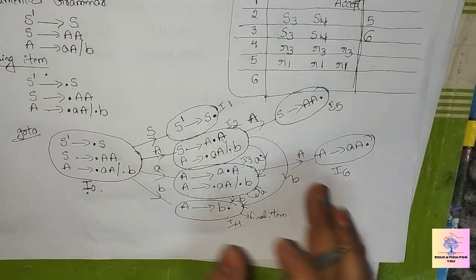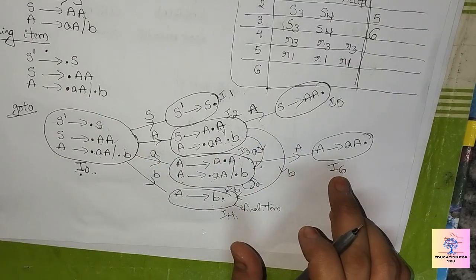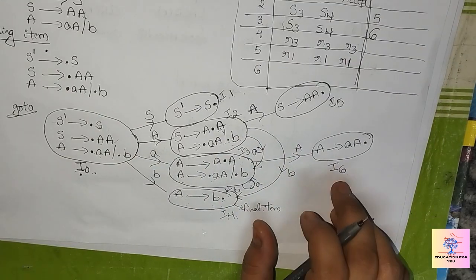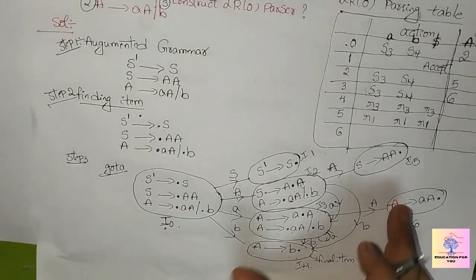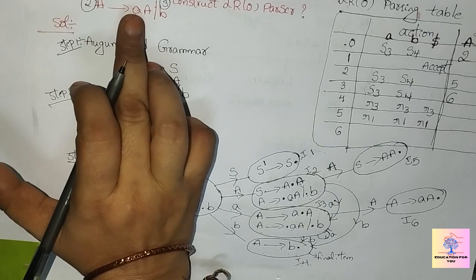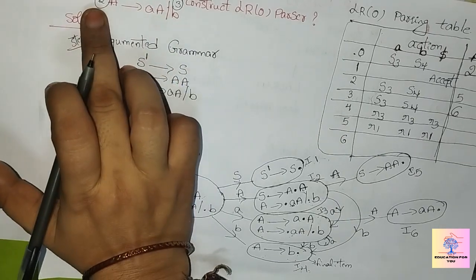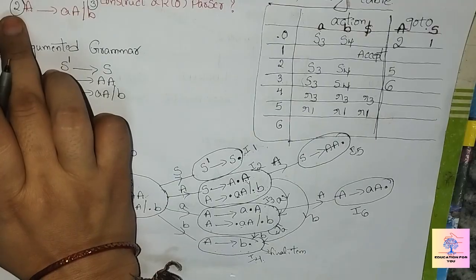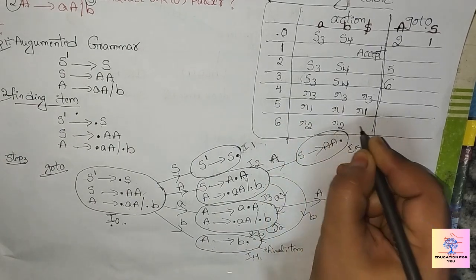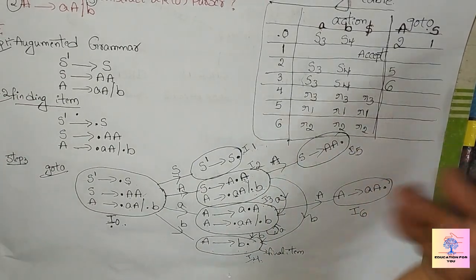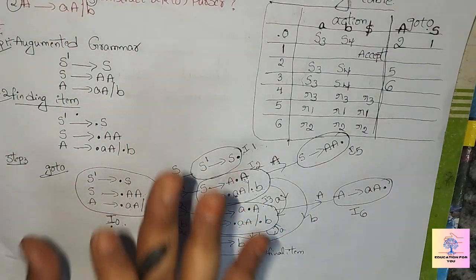Okay, next, what is the reduction here? I6 reduction state it is. A is going to producing AA dot. What is the number you have given for this one? A is going to producing AA, that is the second one. Okay, second one is nothing but you have to give R2, R2, R2. Okay, this is about the LR0 parser.